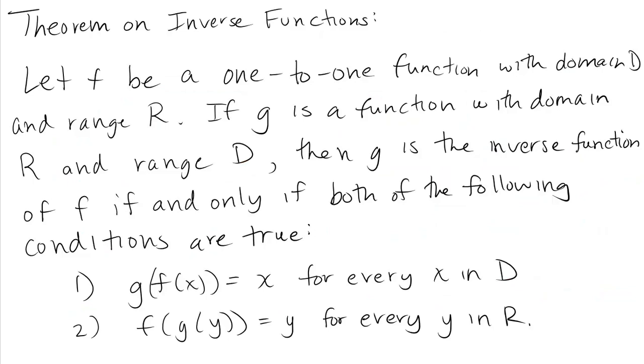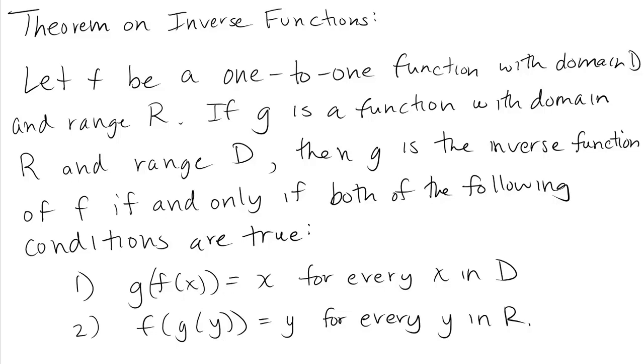Let f be a one-to-one function with domain D and range R. If g is a function with domain R and range D, then g is the inverse function of f if and only if both of the following conditions are true. G of f of x equals x for every x in D. X is in D because it's being plugged into the function f. F of g of y is equal to y for every y in R. Y has to be in R because R is the domain of g.